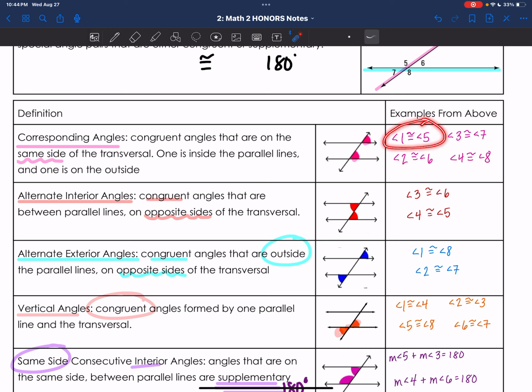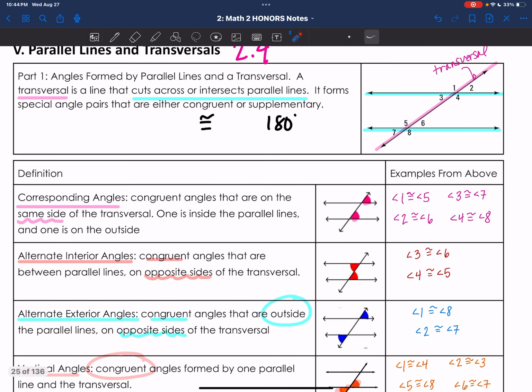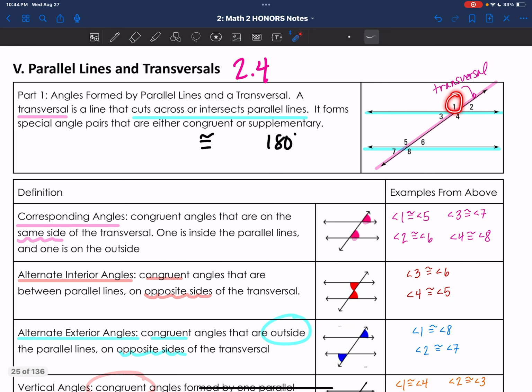I gave you some examples of the angles. Make sure you're writing those down. If you look up here, angle 1 and angle 5 are congruent because same spot, different line. Angle 3 is congruent to 7, and angle 2 to 6, and 4 to 8. Make sure you write those down.